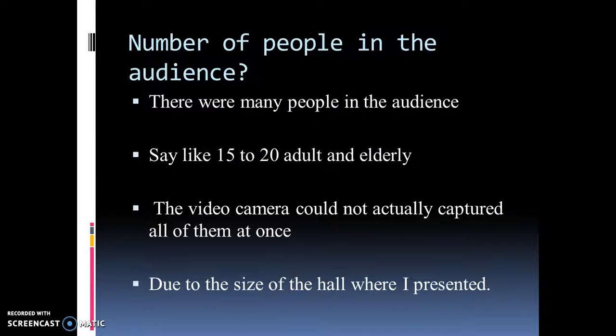Number of people in the audience. There were many people in the audience, say like 15 to 20 adults and elderly. The video camera could not actually capture all of them at once due to the size of the hall where I presented.